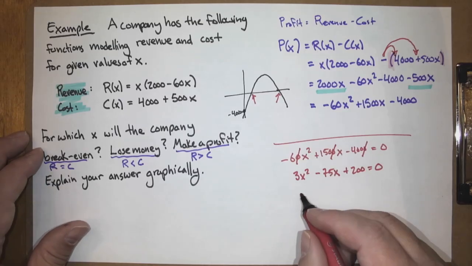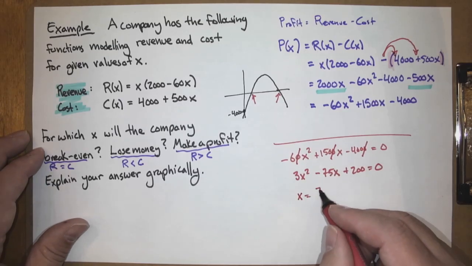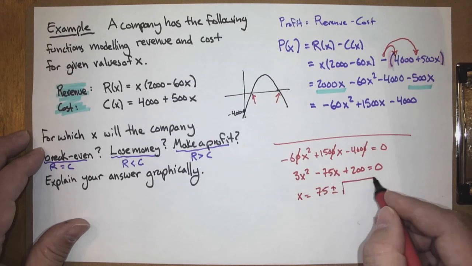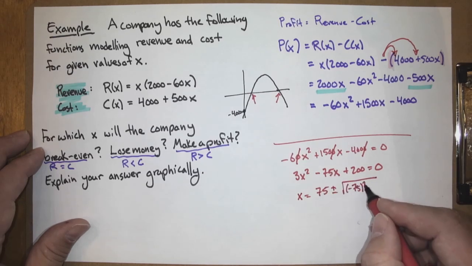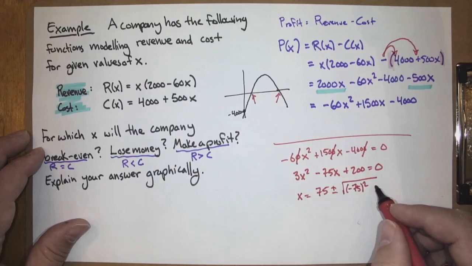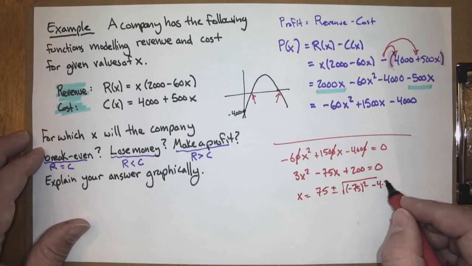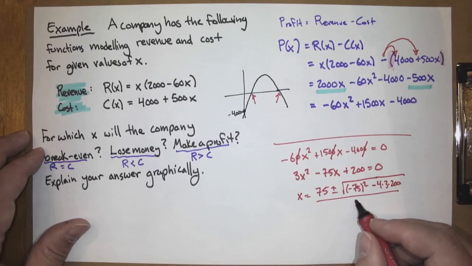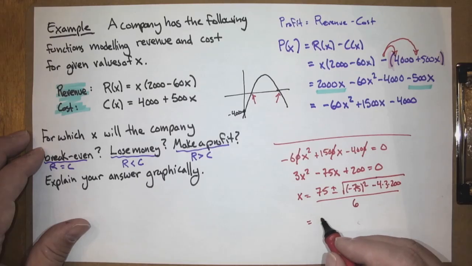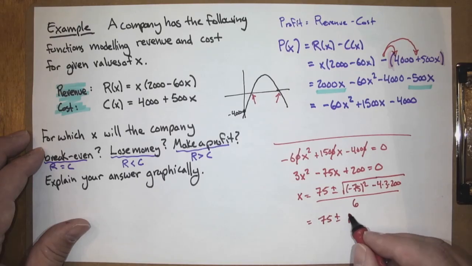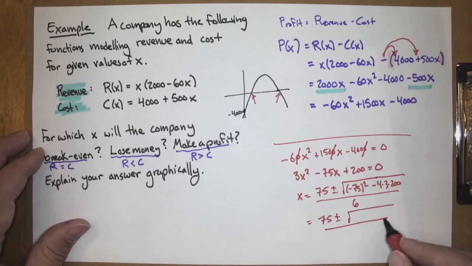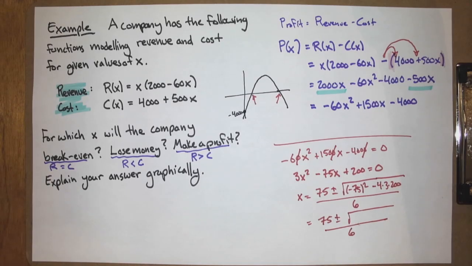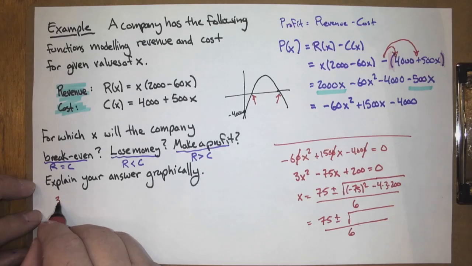All right. So x is equal to, or we can use the quadratic formula, negative b plus or minus the square root of negative 75 squared minus 4 times 3 times 200, all of that divided by 2a, which is 6. So 75 plus or minus the square root of. That's not looking too nice. Well, this is a time when I say, well, you always have calculators. You can probably do a couple of things without calculators.